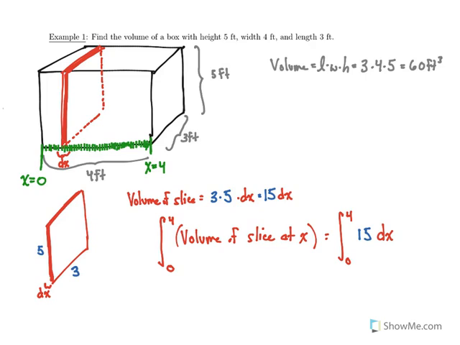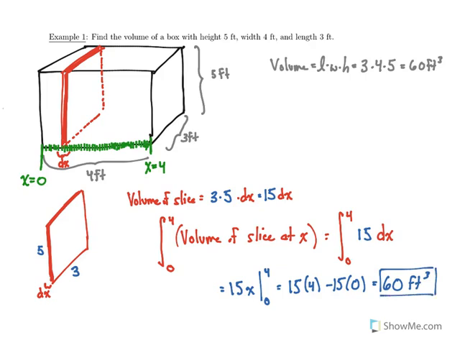So now we can integrate. This is a function, 15. The antiderivative is 15x. Evaluated from 0 to 4 will give us 15 times 4 minus 15 times 0, which gives us the 60 feet cubed that we knew we were going to get at the beginning. This is just a much different way to think about volumes, and this process allows us to do a lot of different things with much weirder shapes.